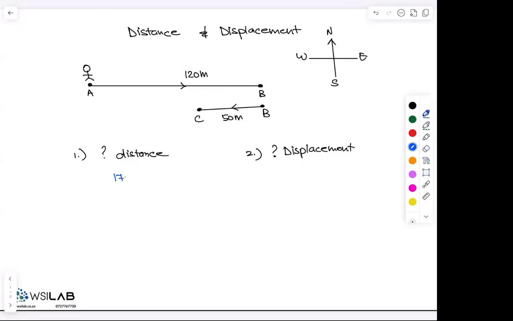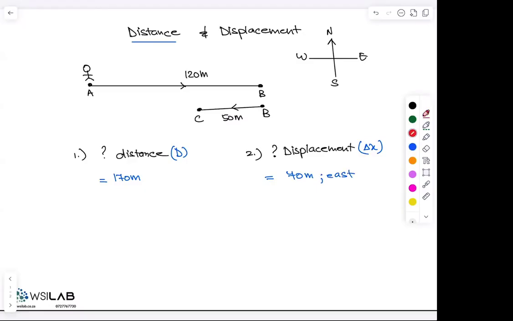170 meters. Okay, so distance is a scalar. So I only have a value and a unit. Now, distance is always in meters, and it's normally big D for distance. Now, displacement is delta X. It's also in meters. And displacement is what? Do you perhaps know what the displacement is? Yeah, I did 70 meters east. Yeah, very good. 70 meters east.